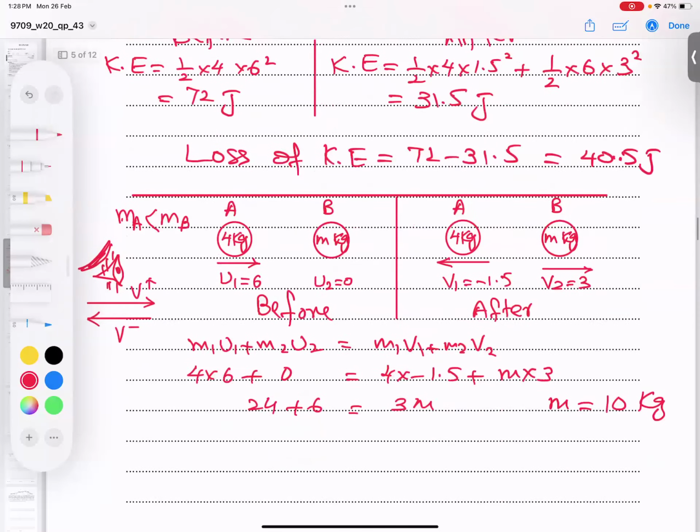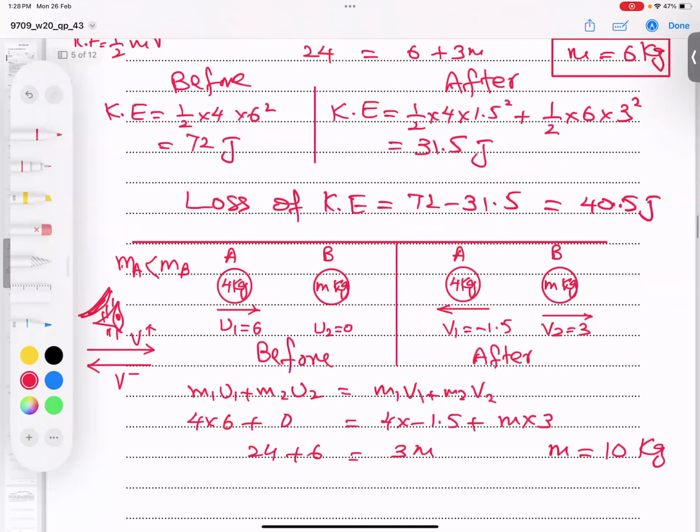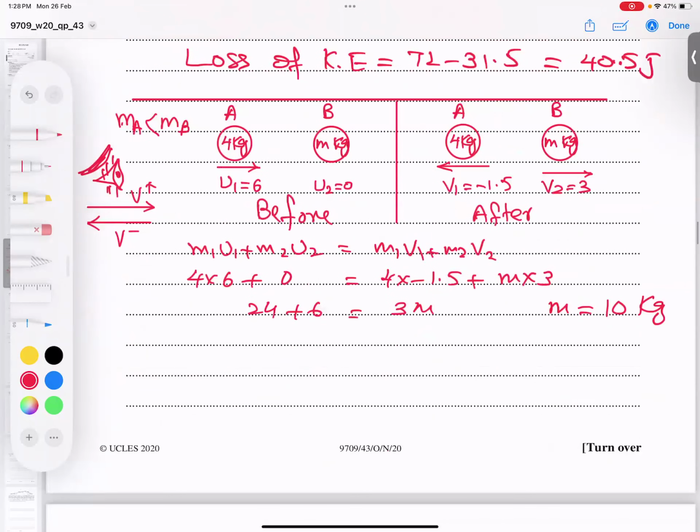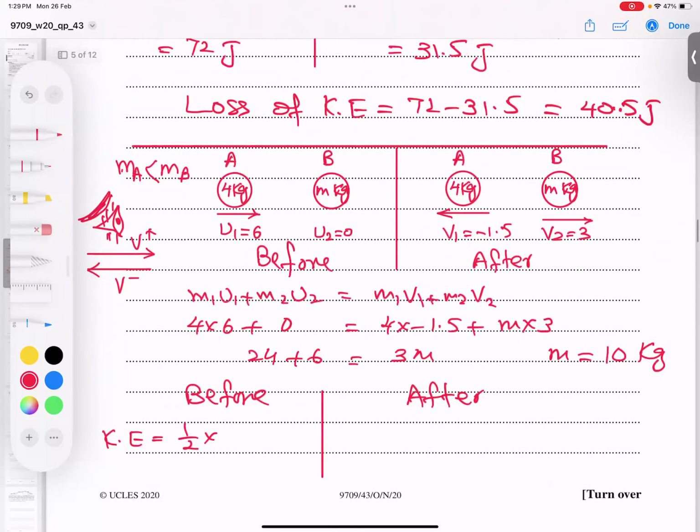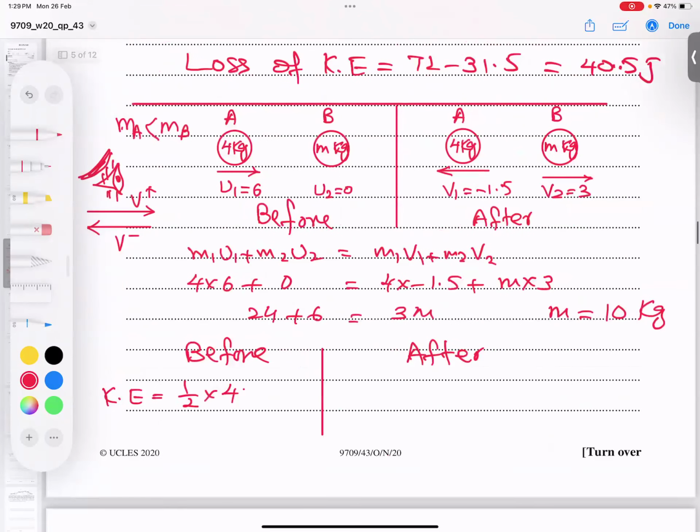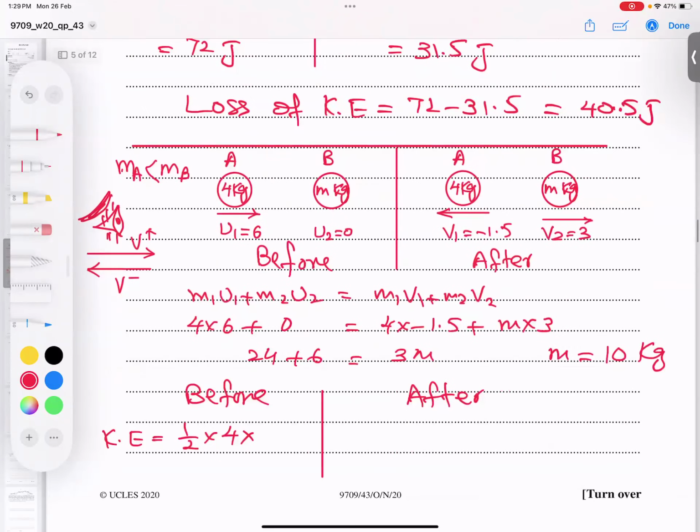Now I'm looking for the loss in kinetic energy. So I write before and after. What is before? You know the kinetic energy formula has mv squared, which remains the same. What I got before, 4 into 6 squared, and that answer is 72. So it is not changing. But this one will change.